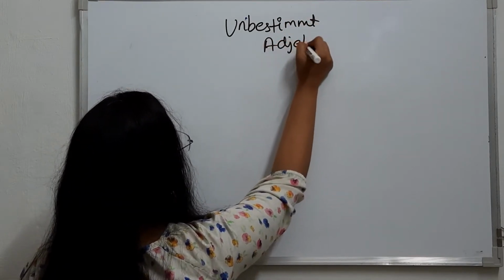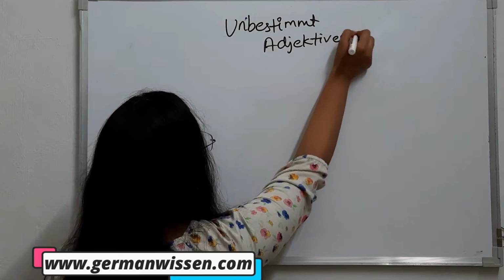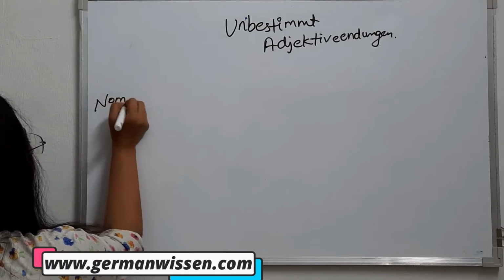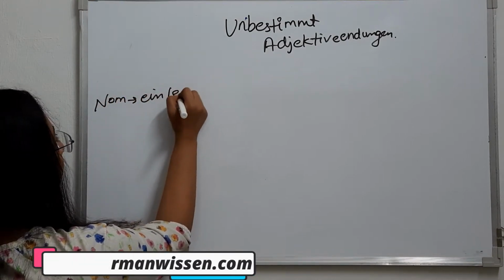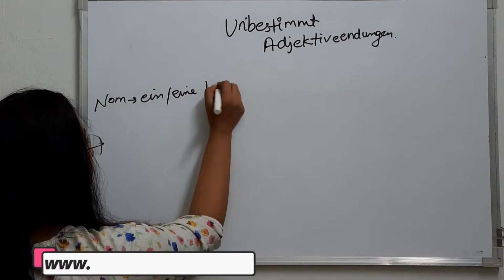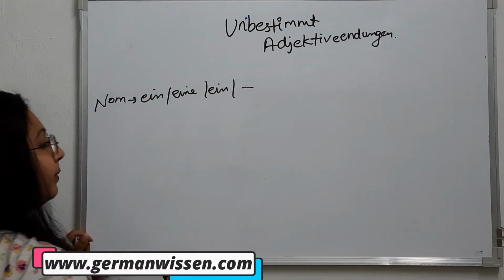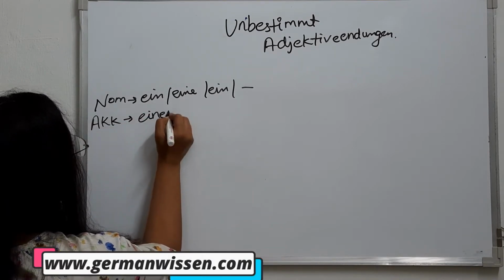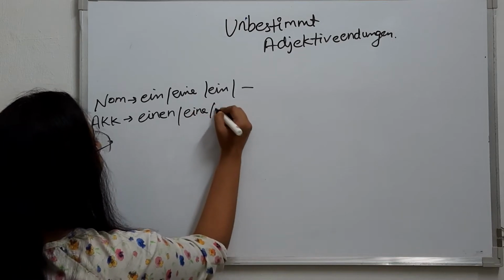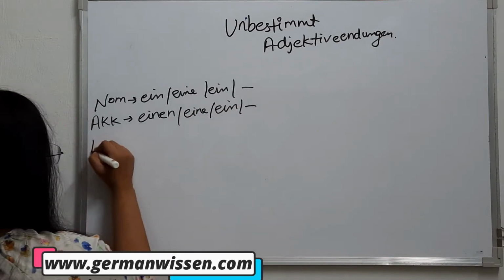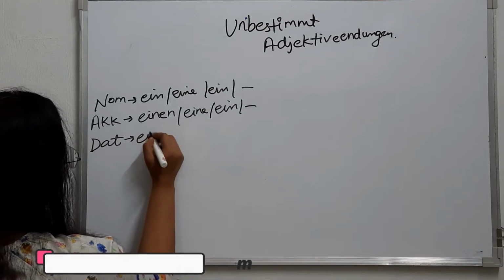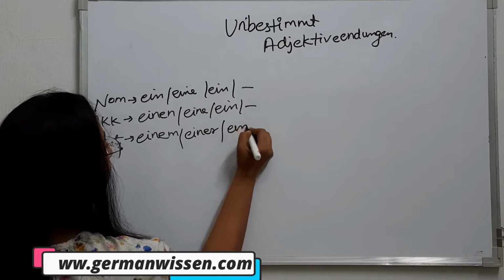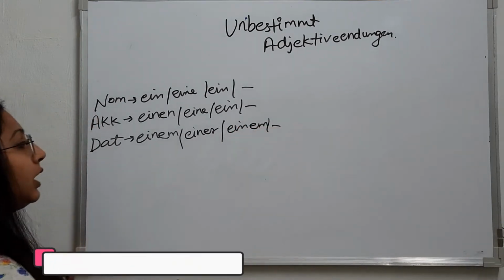So let's start with unbestimmt adjective Endungen. In the case of nominative, the articles that we did are ein, eine and ein. No plural is there because we are talking about the unbestimmt article. Then accusative: einen, eine and ein. In the case of dative, we did einem, einer, einem and nothing in the plural case.